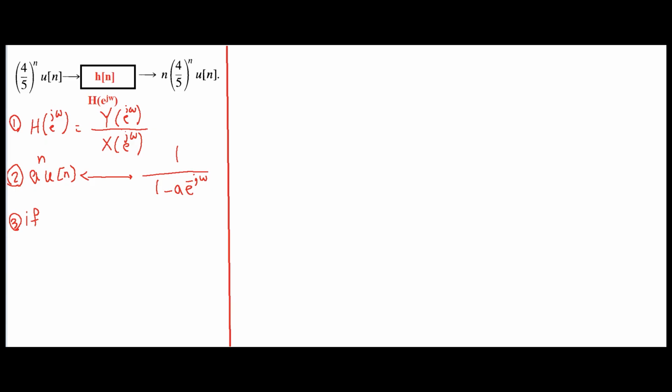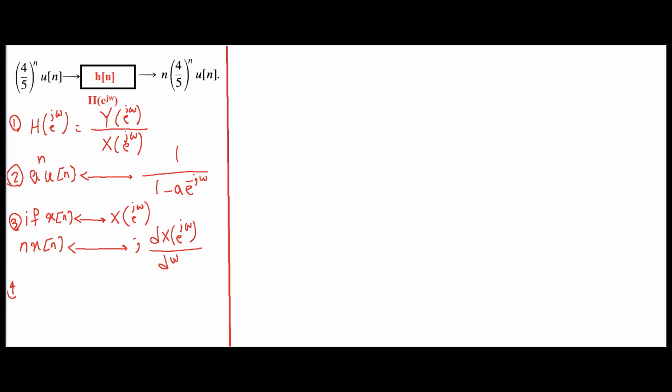The third point is the differentiation property in the frequency domain. If X(e^{j omega}) is the Fourier transform of x[n], then n x[n] has the Fourier transform j times the derivative of X(e^{j omega}) with respect to omega.